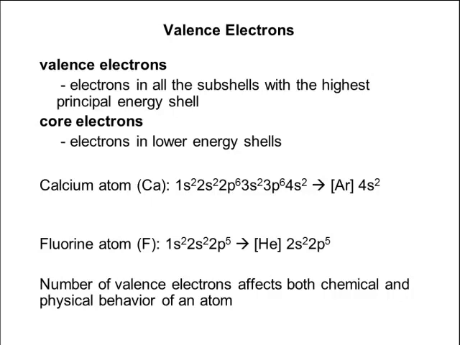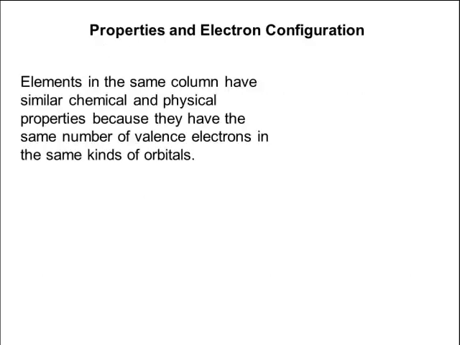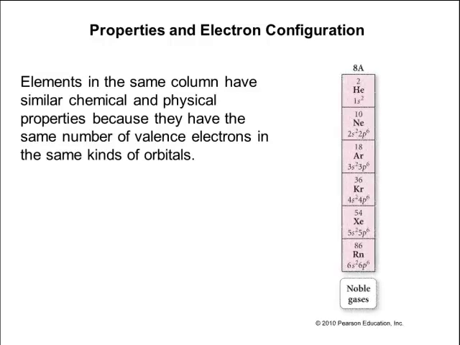The valence electrons are really going to help us determine the behavior of atoms of an element. Elements in those same columns are going to have similar properties because they have the same number of valence electrons in the same kind of orbitals. If I look at the noble gases, they all have that s2p6. They all have 8 valence electrons.